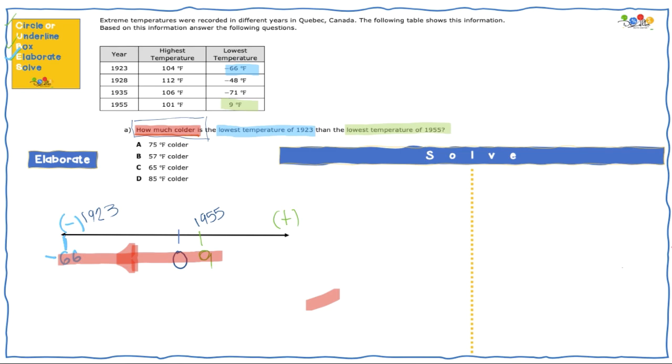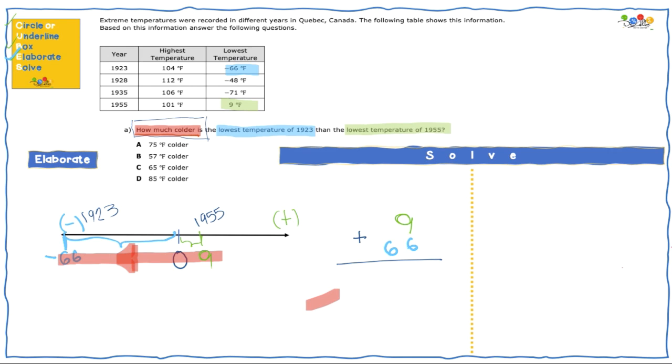So I'm gonna put together the distance from here to here, and that is how much? Is 9. Great. And then also the distance from 0 to negative 66. And all this distance is 66 units. Great. Remember, I'm looking for the distance. So when I measure the distance, I don't have to look at the sign. Just count the units of space in between.